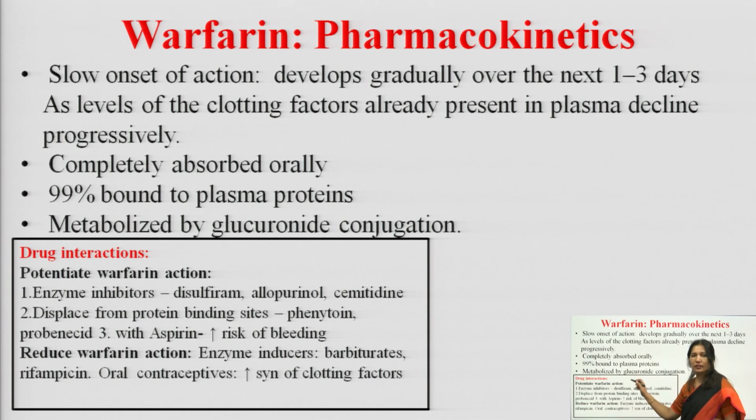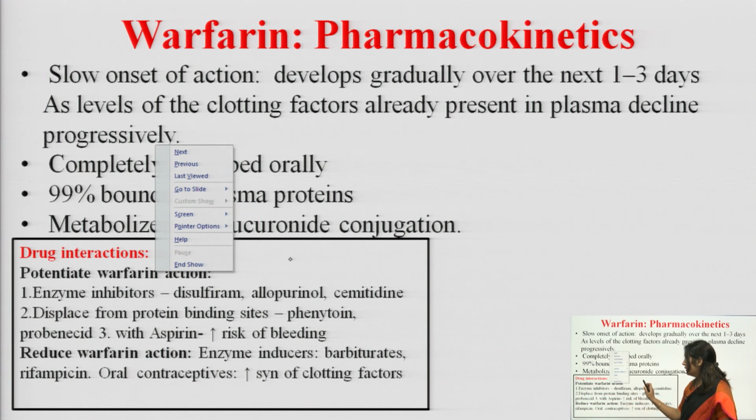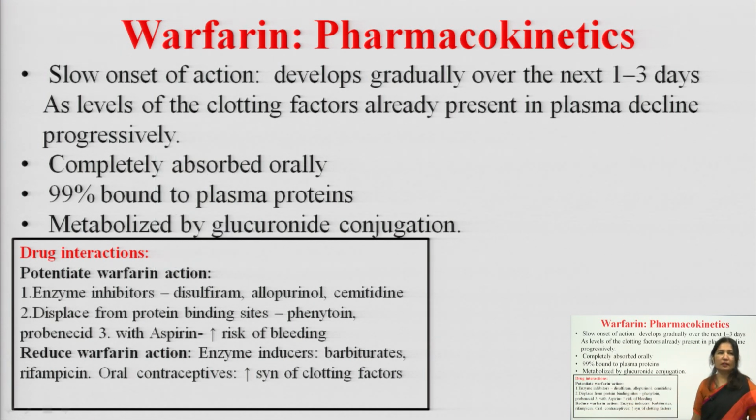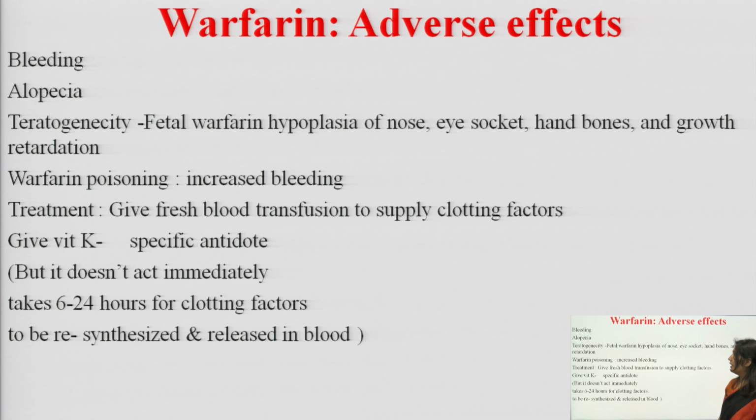These are a few examples of drug interactions: these are the drugs which potentiate warfarin action, and these are the drugs which reduce warfarin action. Adverse effects: bleeding in overdose, alopecia. It is teratogenic, so it should not be used during pregnancy. In case of warfarin poisoning, there is increased bleeding.